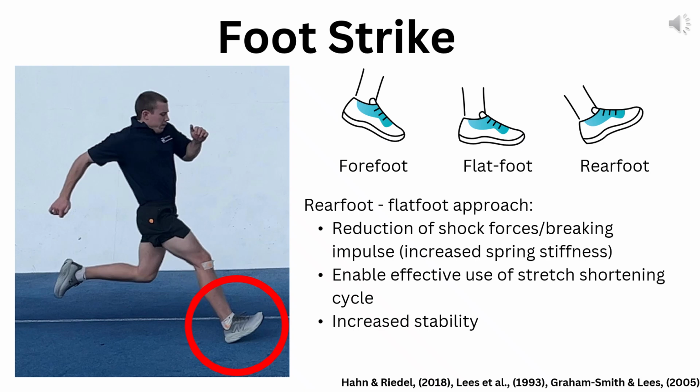The second qualitative variable is foot stroke. As you can see here, there are 3 types of foot stroke: rear foot, flat foot, and forefoot. The previously mentioned 1993 paper by Lees and colleagues shows the importance of using a rear foot approach, as it does 2 things. Firstly, it reduces some of the horizontal braking forces acting against the runner, allowing the body to smoothly transfer over the foot. Secondly, it allows for the use of the stretch shortening cycle of the ankle flexors.